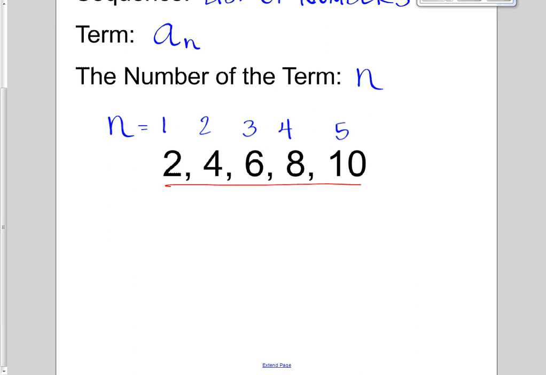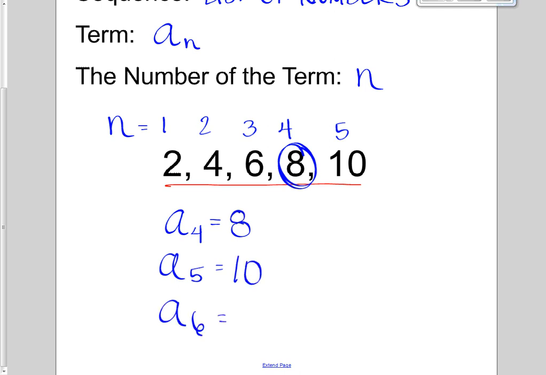If I were to say N equals 4, then I'm talking about this term right here. And so the fourth term of this sequence is 8. If I were to write that mathematically, what I'm saying is that A sub 4 is equal to 8. And A sub 5 is equal to 10. And we could even predict and say find the next term of the sequence, A6. That one's going to be 12, because of course we're counting by 2's, but really I just want you to see how the A and the subscripts work on this whole thing.